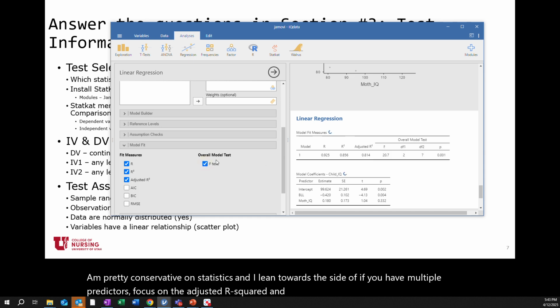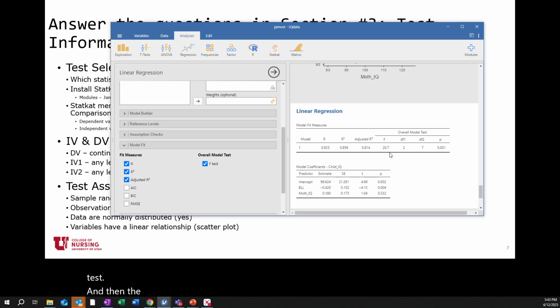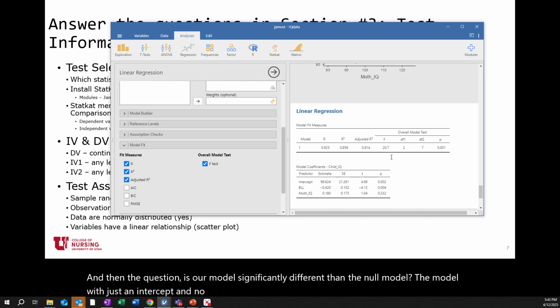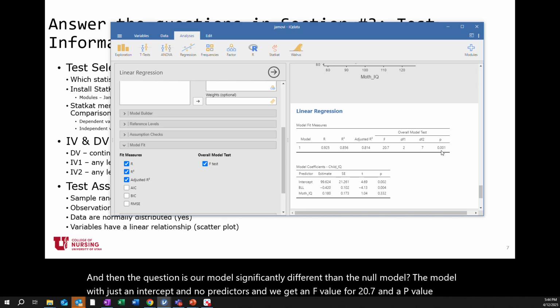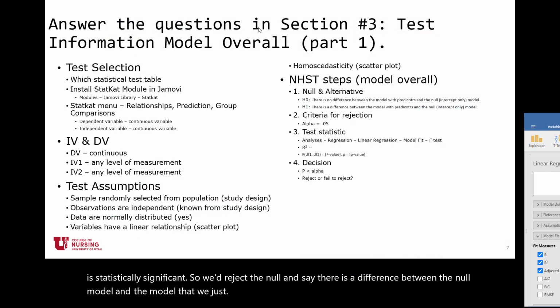And then we want our overall model test, our F-test. And then the question is, is our model significantly different than the null model, the model with just an intercept and no predictors? And we get an F value of 20.7 and a p-value of 0.001. That is statistically significant. So we'd reject the null and say there is a difference between the null model and the model that we just created.